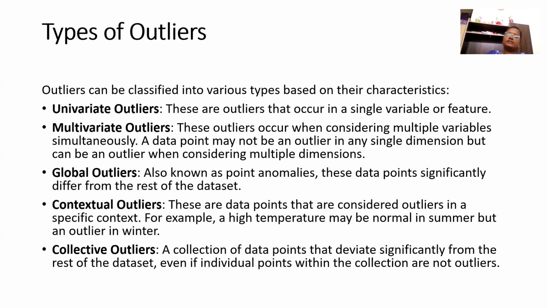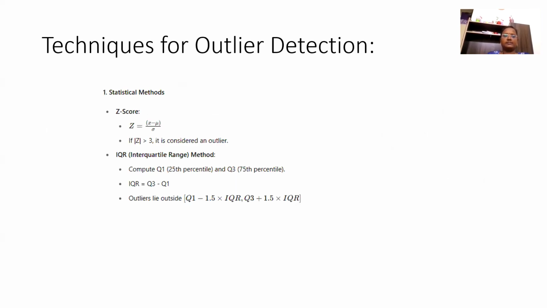Collective outliers are a collection of data points that deviate significantly from the rest of the data, even if the individual points within the collection are not outliers. That's the collective outlier.